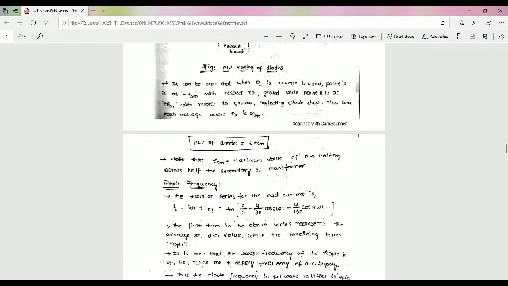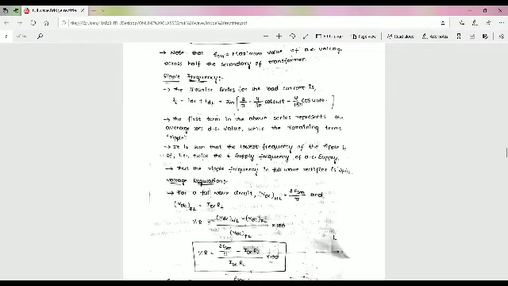So, PIV of the diode equal to 2 ESM. ESM is the maximum value of the AC voltage across half of the secondary of the transformer. Okay, so PIV of the diode equal to 2 ESM. And next one, ripple frequency. Okay, this is the ripple frequency of the rectifier.